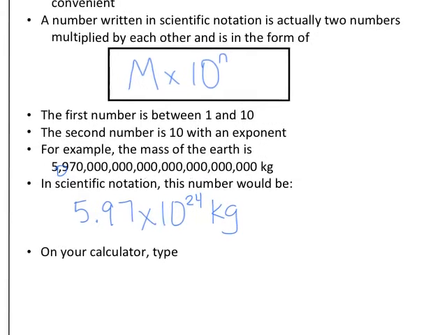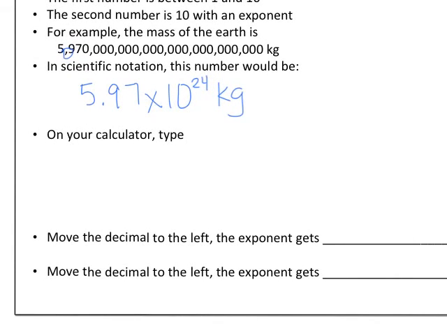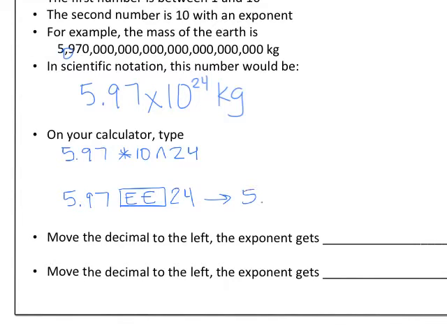Now there's a few different ways you can type this on your calculator. One such way is to type 5.97 times 10 caret 24. On your calculator, you also have the option of using the easy exponent key. So you would type 5.97, and then there's a button on the TI calculators that says EE, and then you would simply type 24. What this looks like on your calculator screen would be 5.97 E 24. So those are a few different ways that you can type on your calculator.